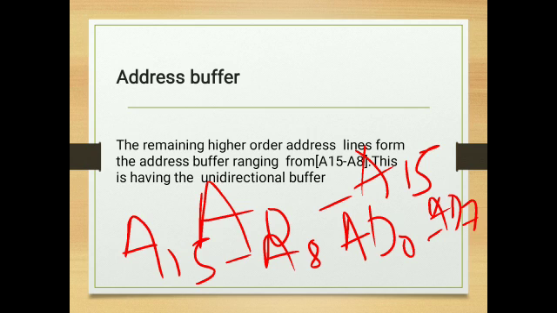Last class we discussed the address bus. The address bus is used to carry the address of the memory location or input output device that the CPU wants to access. The address bus is unidirectional, that means data flows in one direction, from the processor to peripheral devices.